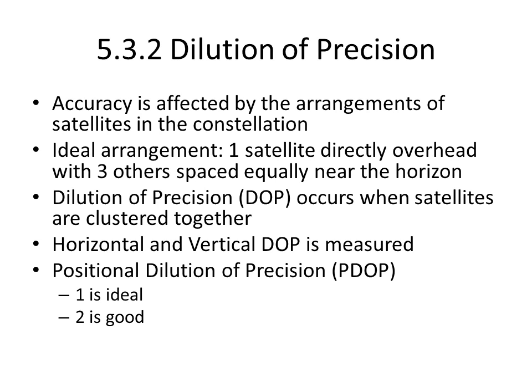Accuracy is affected by the arrangements of satellites in the constellation as well. The ideal arrangement is for one satellite to be directly overhead with three others spaced equally near the horizon. Dilution of precision, or DOP, occurs when satellites are clustered together. Horizontal and vertical DOP is measured, and positional dilution of precision, so-called PDOP, is also indicated on handheld GPS units. A PDOP of 1 is ideal, a PDOP of 2 is good. A PDOP far above 2 can cause serious problems with location.